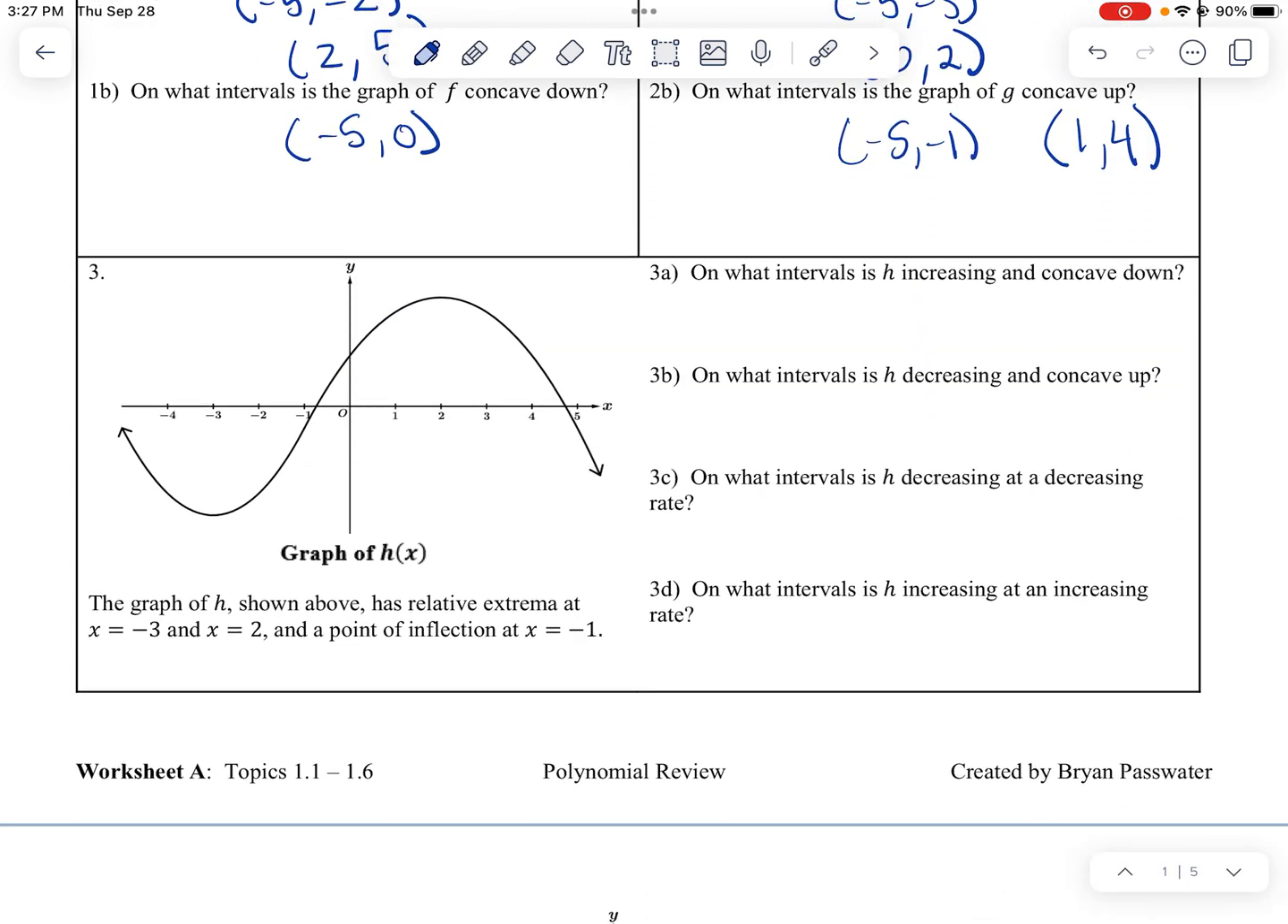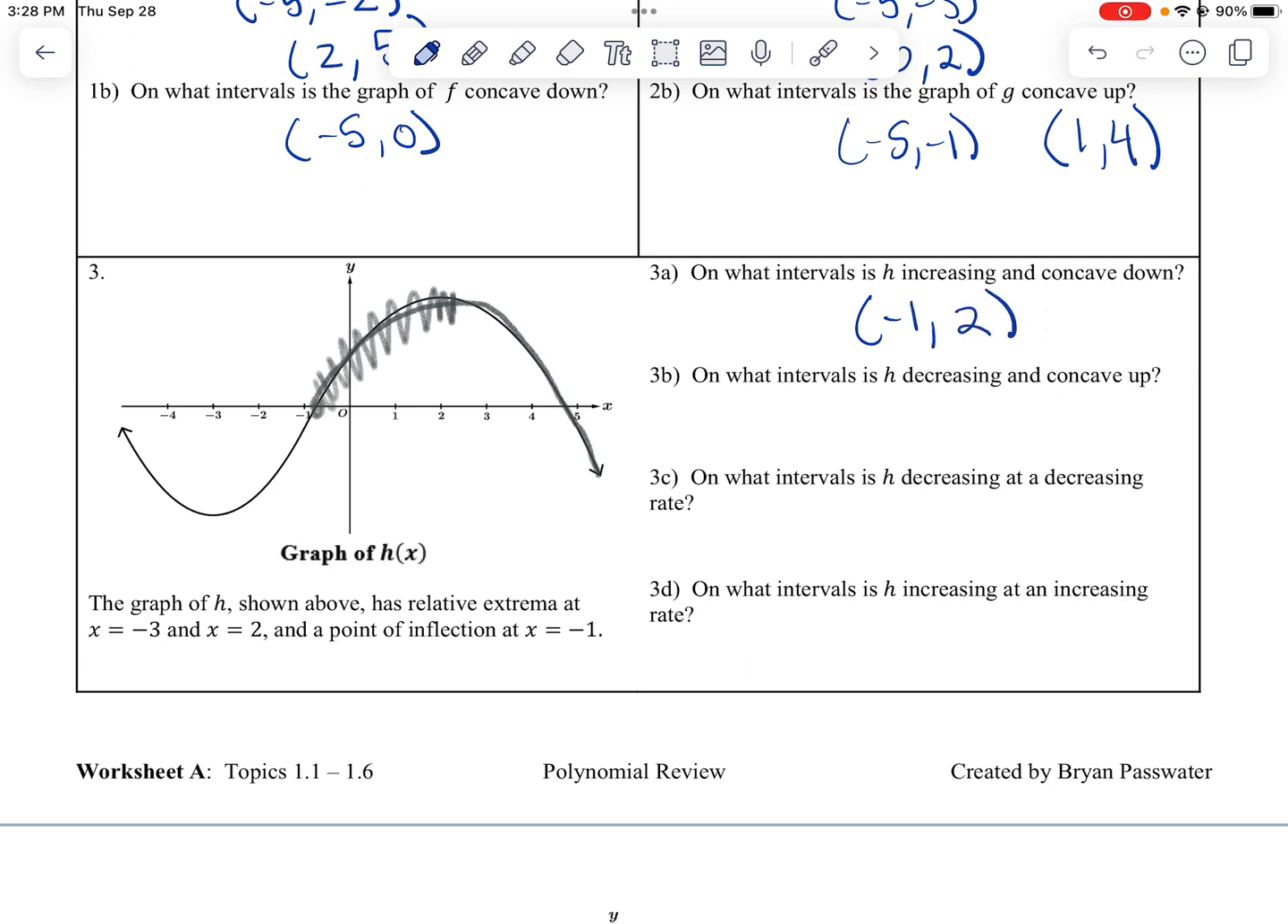So this next one here, let's see. On what intervals is it increasing and concave down? So I'm going to highlight the concave down. And where is it increasing? Well, it's increasing right here, where it's going up. So I would say from -1 to 2.